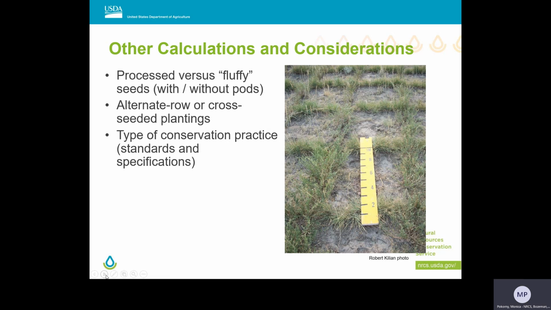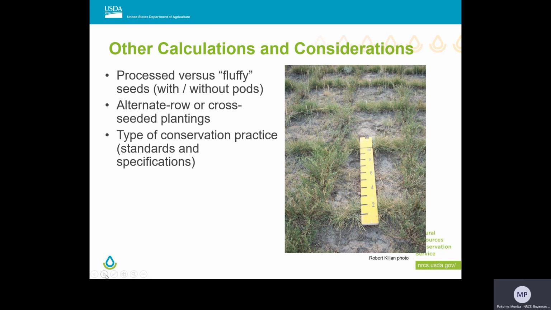Some other calculations that might be required when you're putting together a seeding: you'll need to know, when you're purchasing seed, how much processing of that species has been done, because it can dramatically affect the number of seeds per pound, and that will then affect your seeding rate. So for example, for species like sainfoin, winterfat, or fourwing saltbush, you need to know when you purchase the seed how much has been cleaned. Sainfoin, for example, if you buy it with the pod, you're going to be planting that seed at 34 PLS pounds per acre.